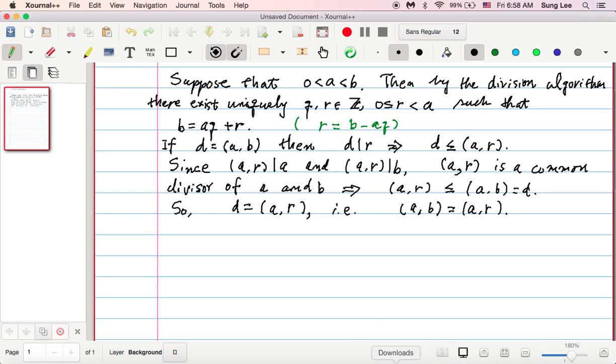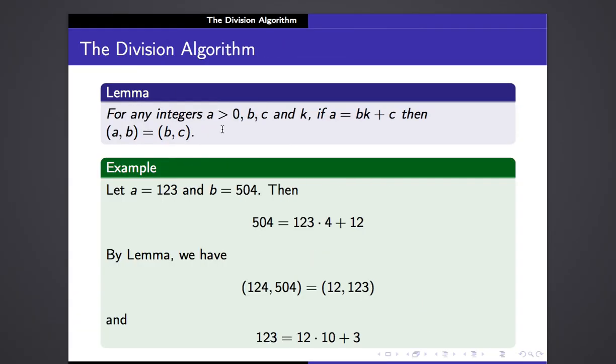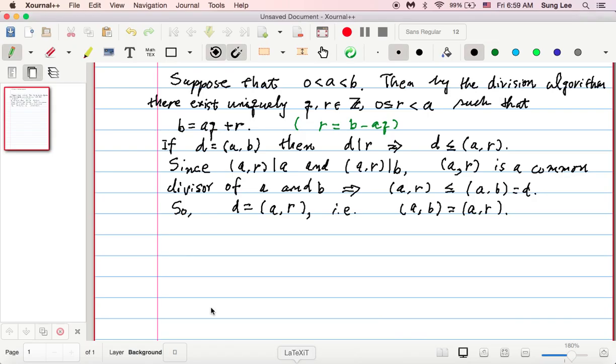is the motivation behind the lemma I talked about. In fact, you can see that this lemma is a generalization of what we discussed just now. Actually, the proof we did can be applied to prove this lemma also. So let's get back to my notes.